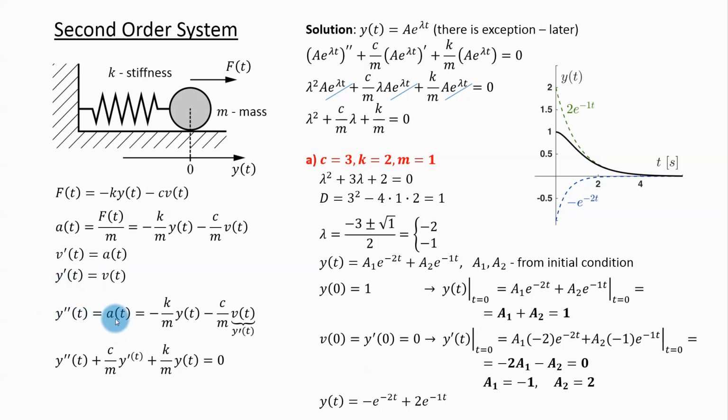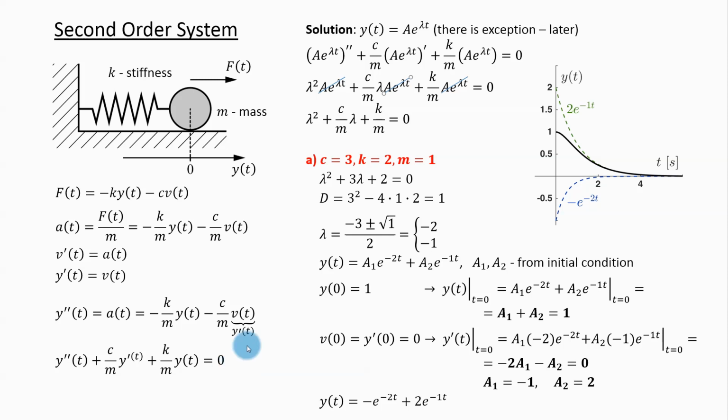And when I substitute for the acceleration from here, I get this. In this term, instead of velocity, I will use derivative of the position. Finally, I will put all the terms with my unknown function to the left-hand side, which will give me this equation. And again, you can see that this system can be described using an ordinary differential equation with constant coefficients. Moreover, this equation is homogeneous, which reflects the fact that there are no external forces acting on this system.